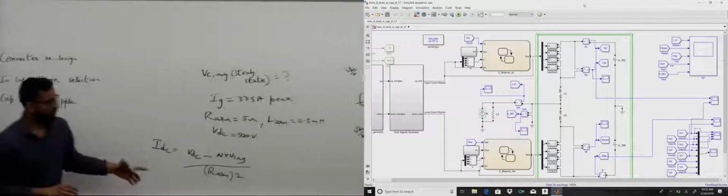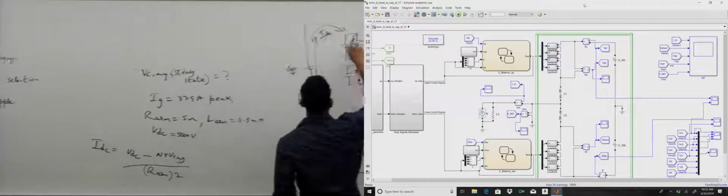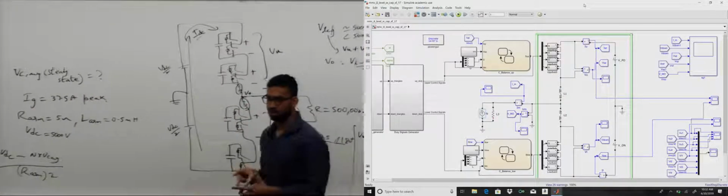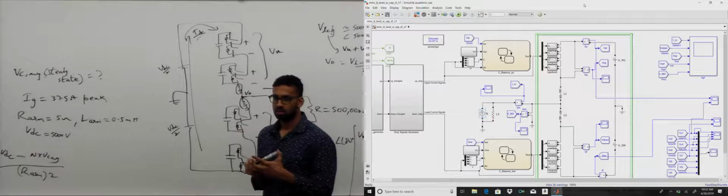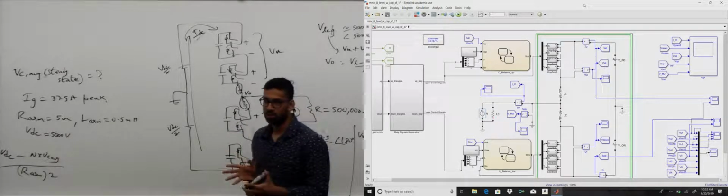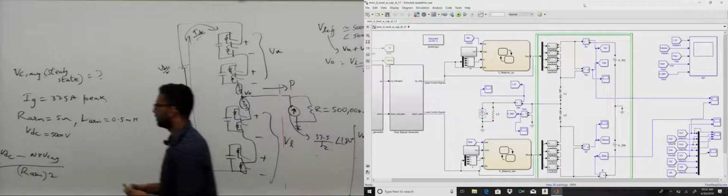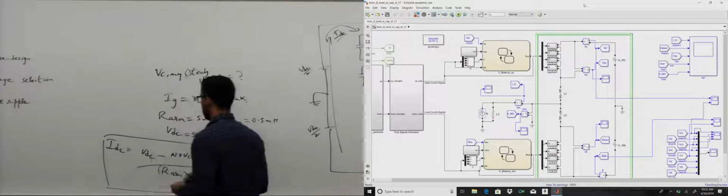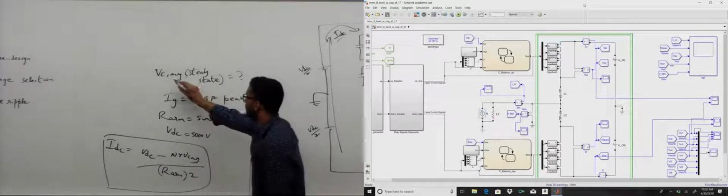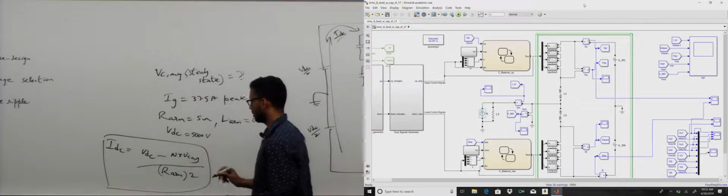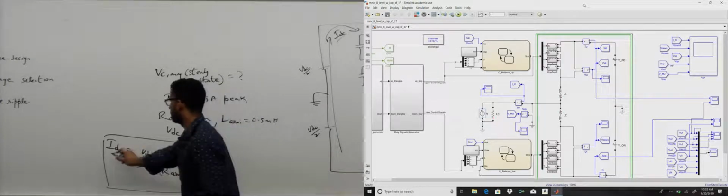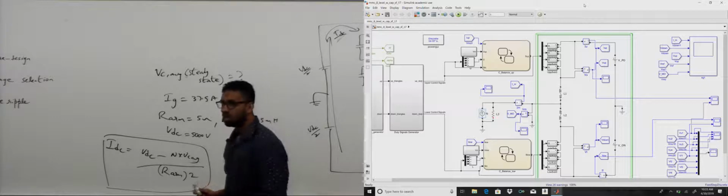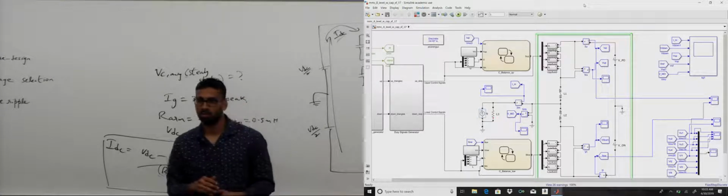So what does it mean? The DC link current is only limited by the arm inductors and the difference between the sum of capacitor voltage and the DC bus voltage. So we have this equation, and then we are in a quest to find out VC average. So we know that VC average influences IDC. What else is IDC influenced by?